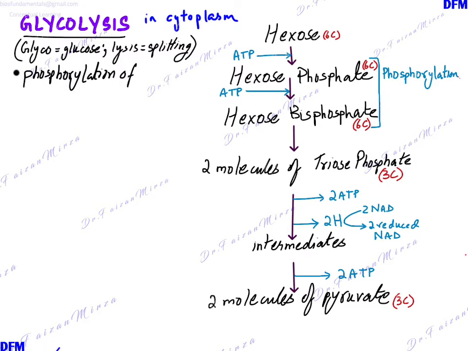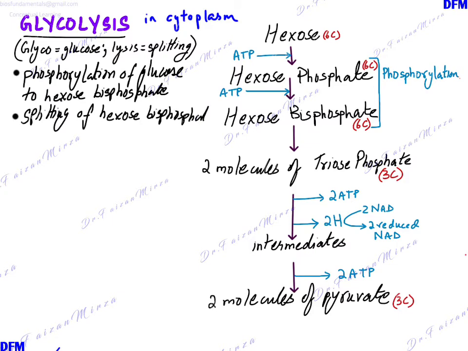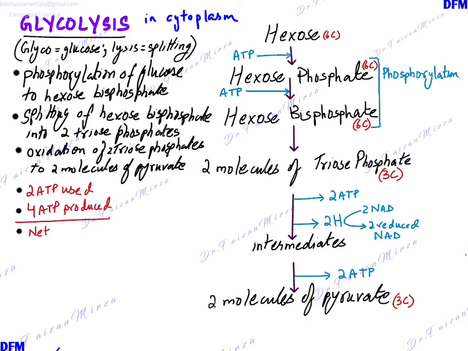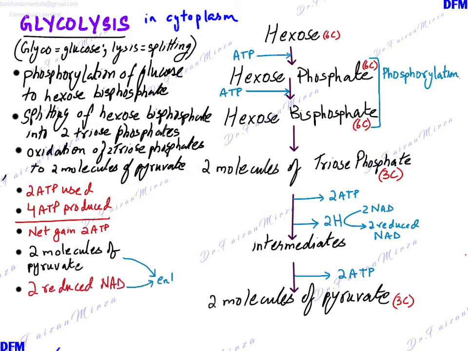Initially you have phosphorylation of glucose to hexose bisphosphate using 2 ATPs, then splitting of hexose bisphosphate into 2 triose phosphate molecules, and then oxidation of that triose phosphate to 2 molecules of pyruvate. 2 ATPs have been used up, 4 ATPs are produced, so there's a net gain of 2 ATPs, 2 molecules of pyruvate are produced, and 2 reduced NADs have been produced here.